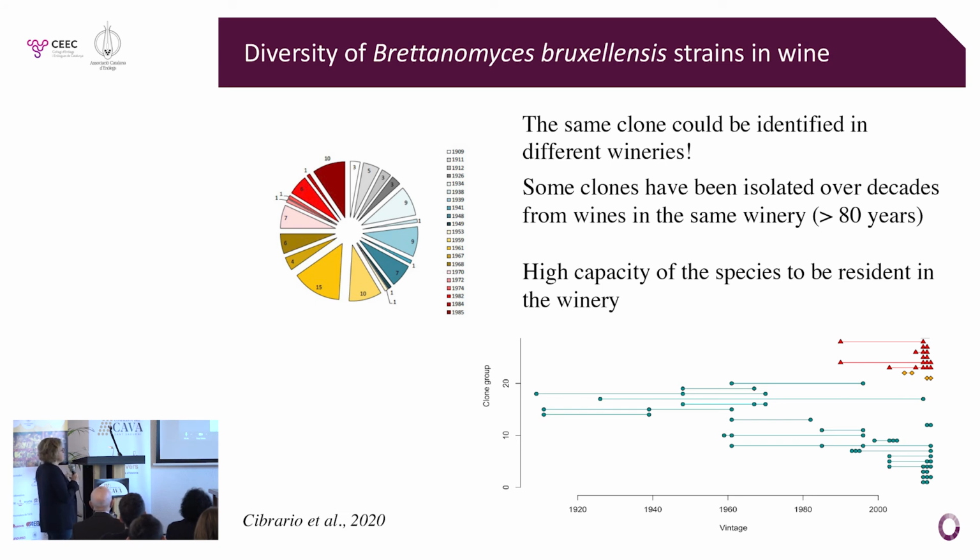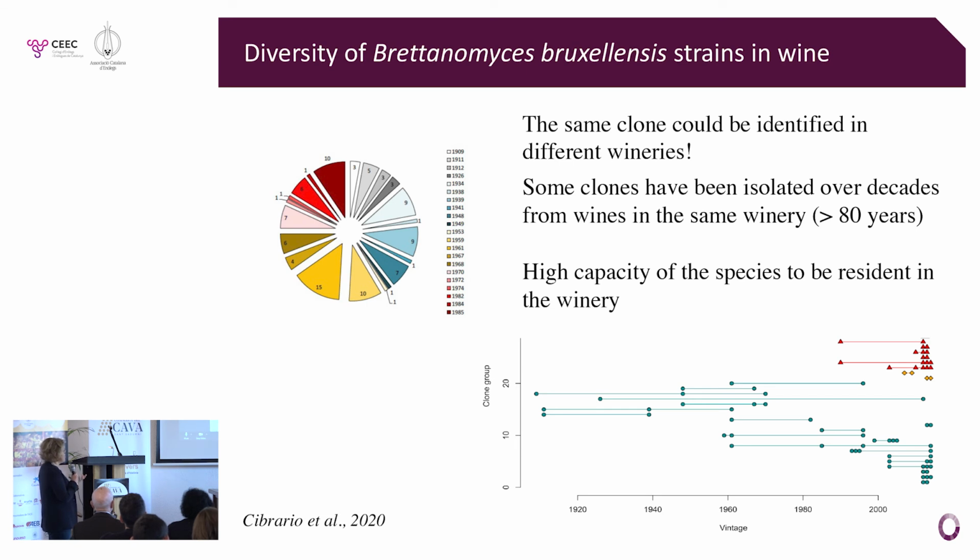One also very specific point is the fact that we can have some clones, some genetic profiles that could be evidence over decades from wines in the same winery. We were able to collect strains of Brettanomyces in very old vintages, and so we could consider a very long period of studies, and we show that the same genetic profile was identified in very old vintages, but also in more recent vintages in a given winery.